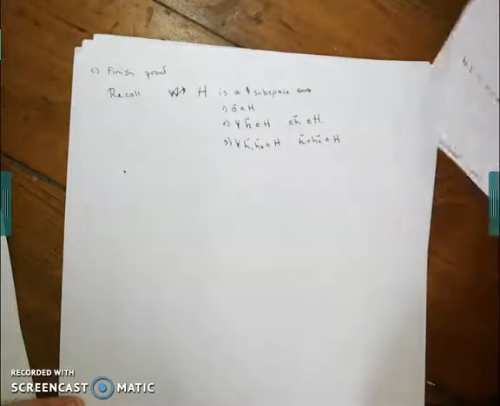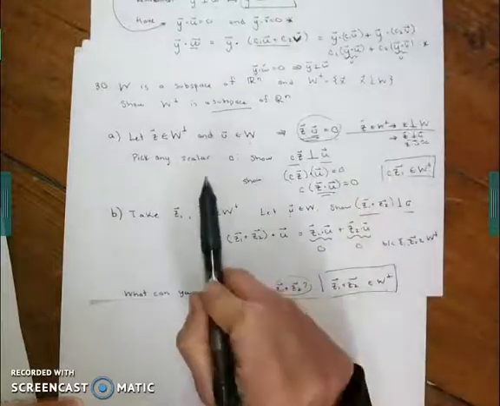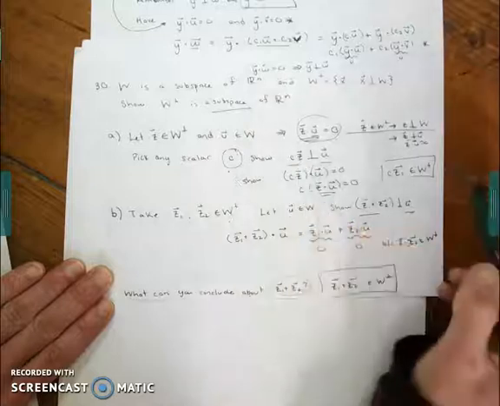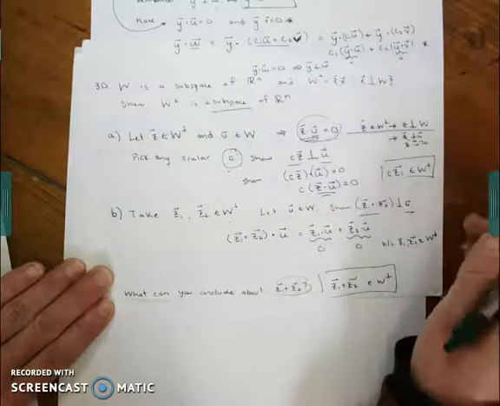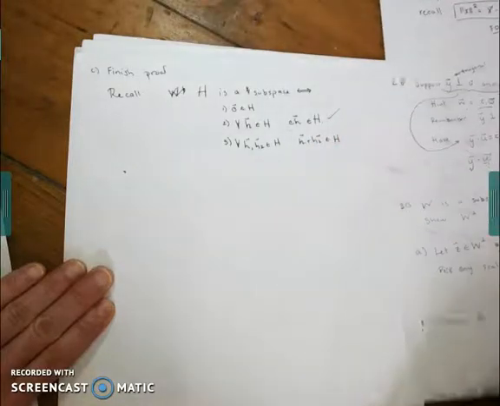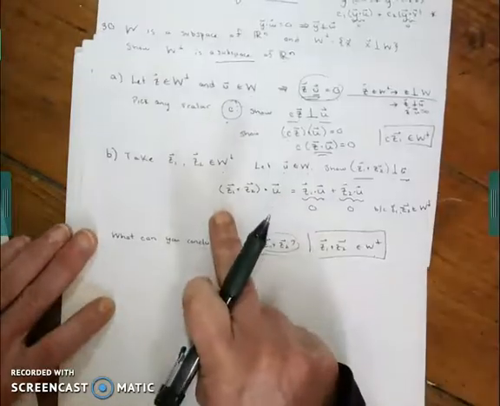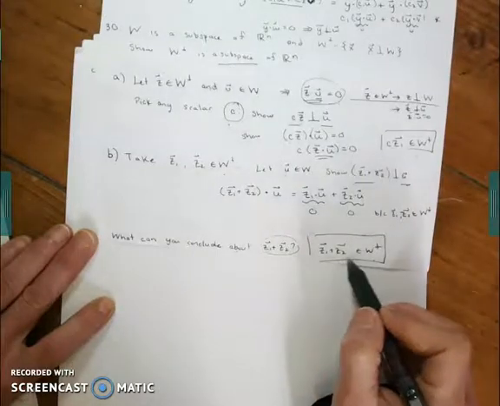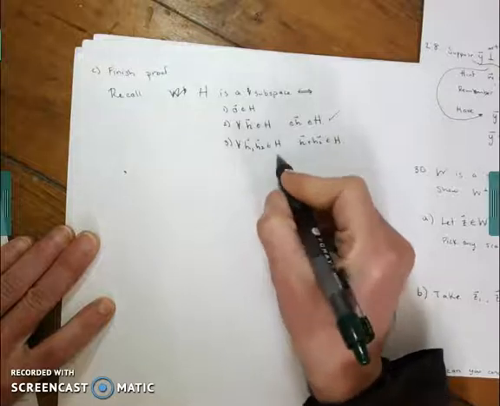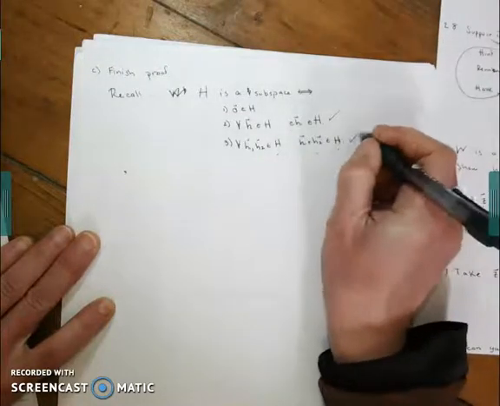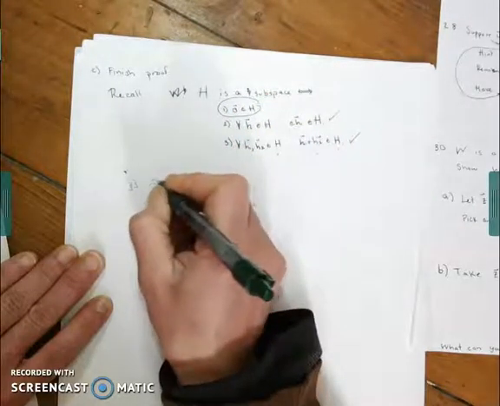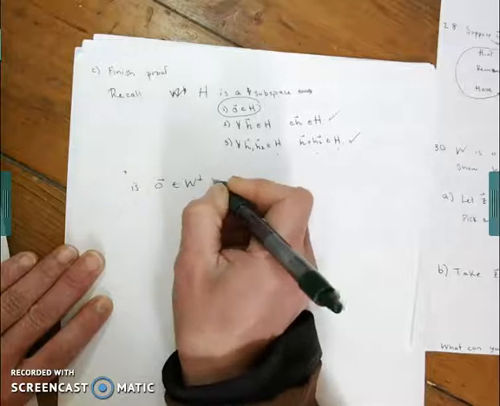So in part A, we showed that when we take any scalar and multiply it by a vector, that will be in the subspace. So we did this one. In part B, we showed that for any 2 vectors in w perp, the sum remains in w perp. We did this one. So what do we need to show to complete the proof? We need to show that the 0 vector is in w perp.